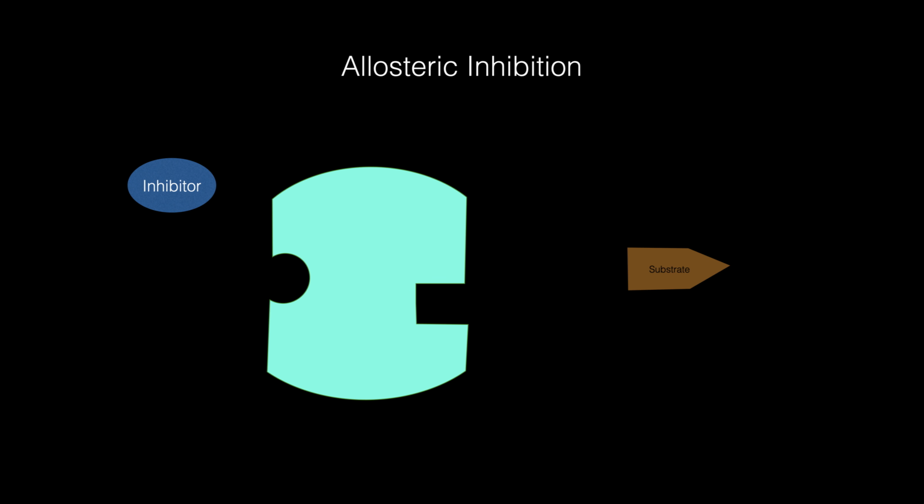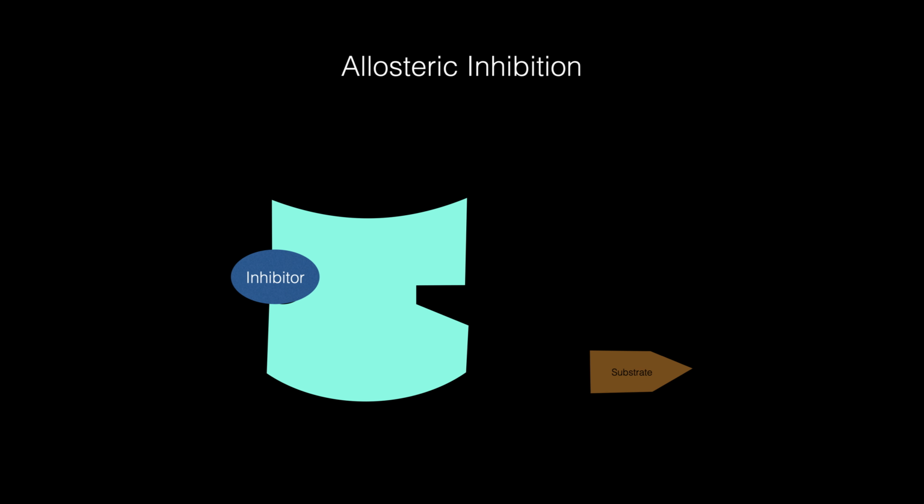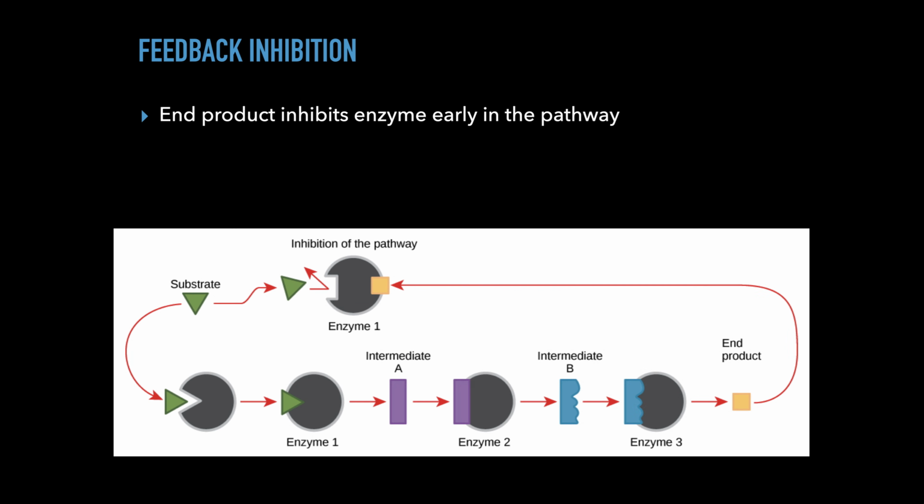Let's move on to the second type of inhibition, allosteric inhibition. This is a type of inhibition in which the inhibitor doesn't bind to the active site. It binds somewhere else, and this changes the shape of the protein, including the conformation of the active site. So now our substrate isn't able to bind to the enzyme, and the enzyme isn't going to be functional as long as this inhibitor is bound. Again, this can be reversible or irreversible depending on what type of molecule that we're talking about.